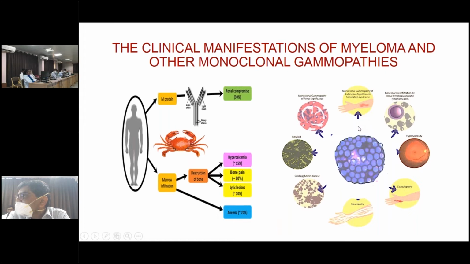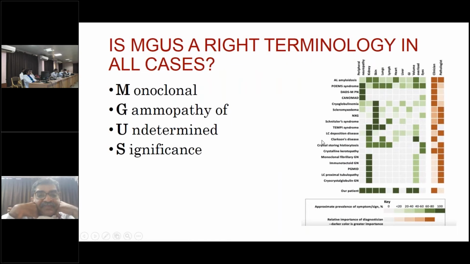They were causing cutaneous manifestations. They were causing renal manifestations. They were causing hyperviscosity, coagulopathy, neuropathy, cold agglutinin disease. But these were not explained by the defining events of myeloma. So, is MGUS the right terminology? These were not fitting into the criteria of SMM, but still fit into the criteria of MGUS.